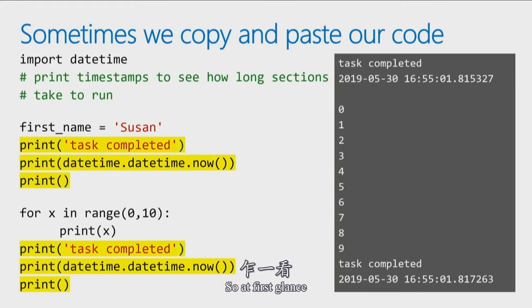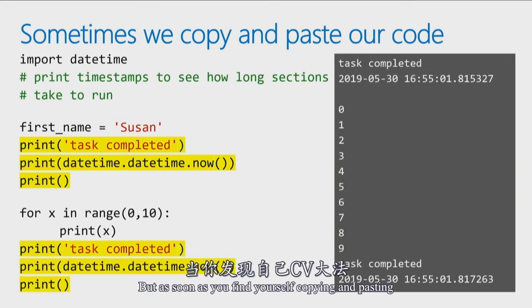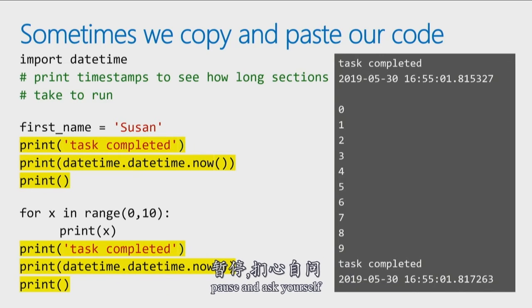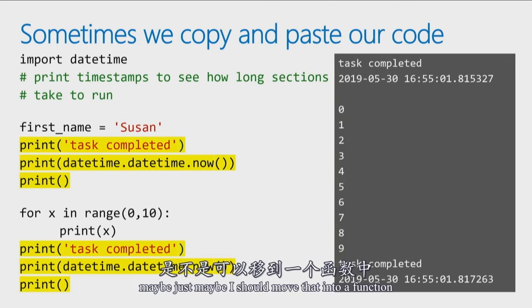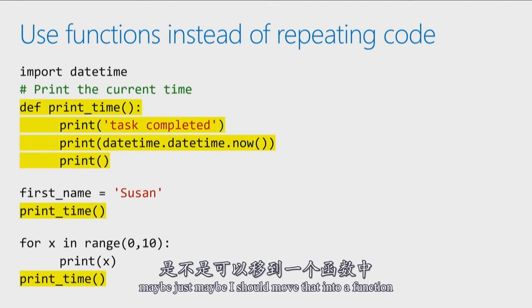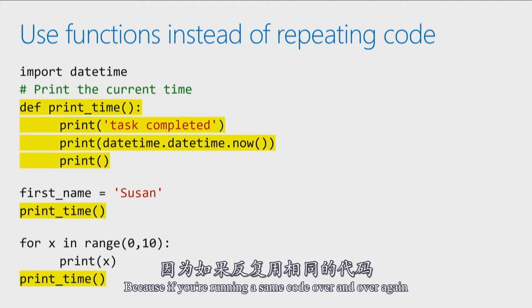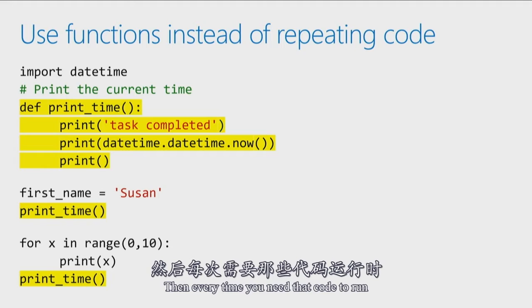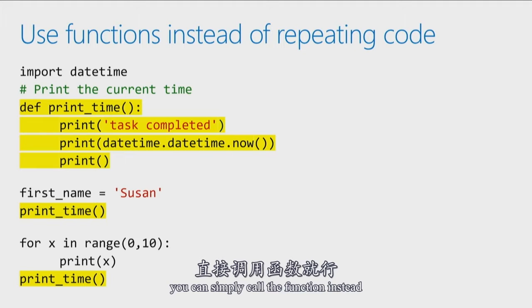So at first glance, it doesn't take me long to do this. I just copy and paste the code. But as soon as you find yourself copying and pasting the exact same lines of code to more places in your program, pause and ask yourself, if I'm copying and pasting that code, maybe, just maybe, I should move that into a function. Because if you're running the same code over and over again, you can put it into a function, and then every time you need that code to run, you can simply call the function instead.